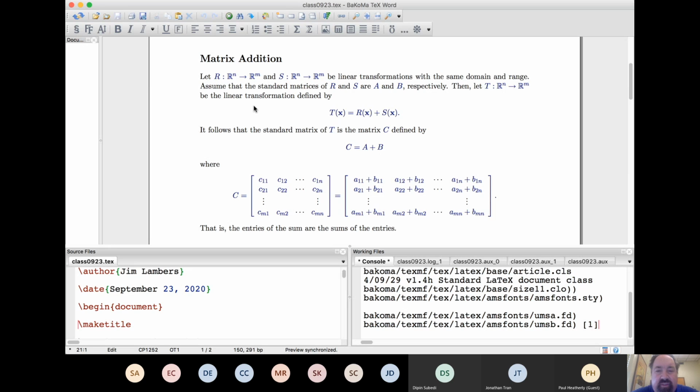So for addition, the more straightforward operation, we have 2 linear transformations, and notice the domain and range are the same. They both take n inputs and give m outputs. So these 2 linear transformations would have 2 standard matrices, which I'll call A and B. Then if I define a new transformation T that's just the sum of the 2 given ones, what's the standard matrix of T? Well, that's just taking the standard matrices of these transformations and adding them.